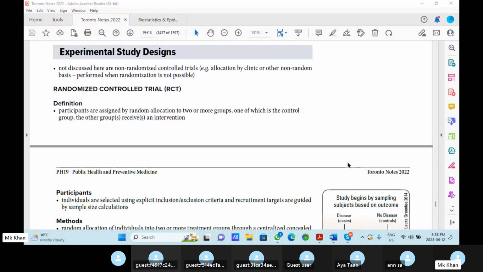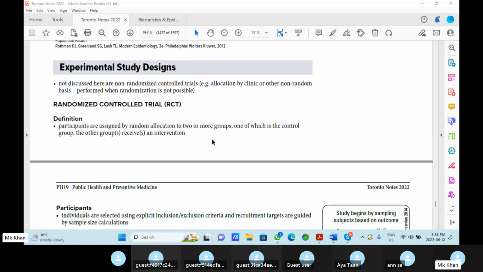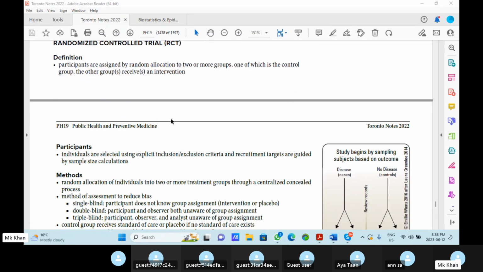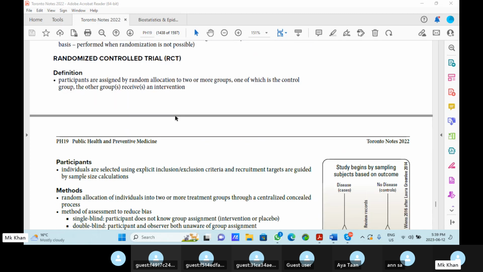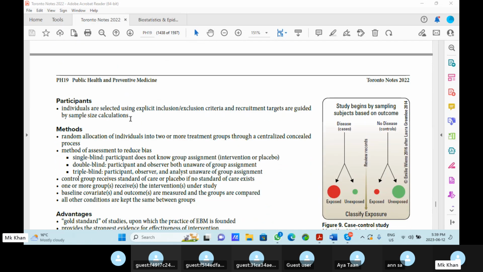So then we can do the next one, experimental study design. This is the randomized control trial. The one that we see in the chart, randomized and then non-randomized. So this one is the participants are assigned by random allocation to two or more groups, one of which is the control group and the other group is the other one. So participants, individuals are selected using explicit inclusion-exclusion criteria, and recruitment targets are guided by sample size calculations. So studies begin sampling subjects based on outcome.